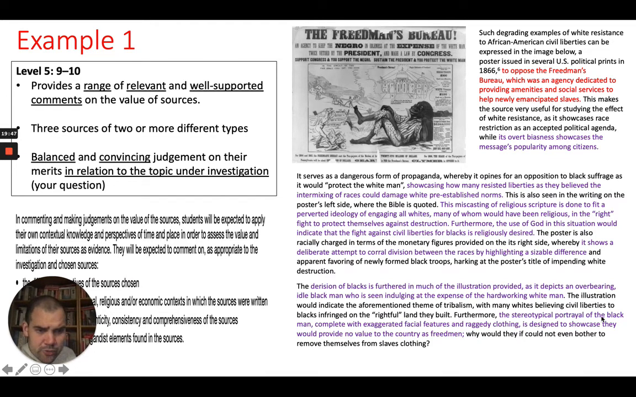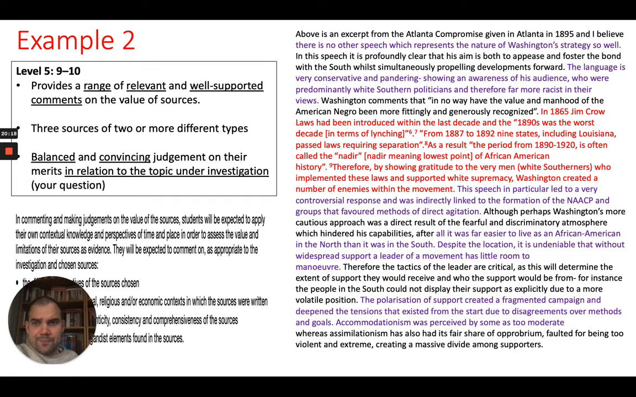Furthermore, the stereotypical portrayal of the black man, complete with exaggerated facial features and raggedy clothing, is designed to showcase they would provide no value to the country as freedmen. Why would they if they could not even bother to remove themselves from slave clothing? So again, he's very intelligently analysed the value of this source in terms of what it reveals to us about the nature of white resistance, the motivations for it, and analysed the particular context in which this poster came about. So again, that's a very, very good bit of source analysis.